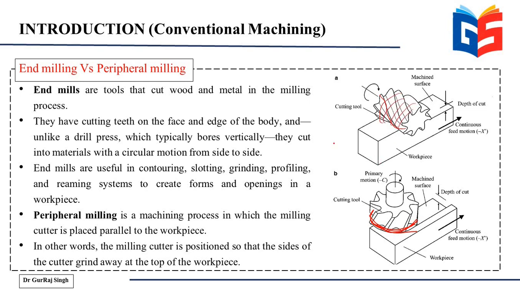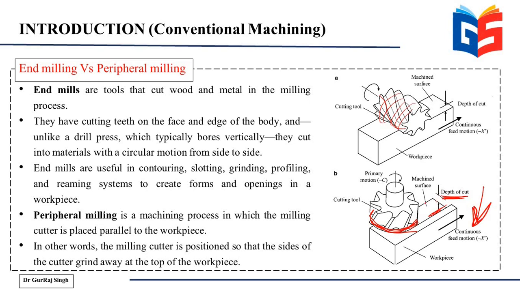cutting operation. So end mills are the tools that cut wood and metal in the milling process, and they have cutting teeth on the face and edge of the body. And unlike a drill press, which typically bores vertically, they cut into materials with a circular motion from side to side. So basically, this end milling cutter cuts the workpiece with a specific depth of cut, and it does not cut the workpiece very deep.